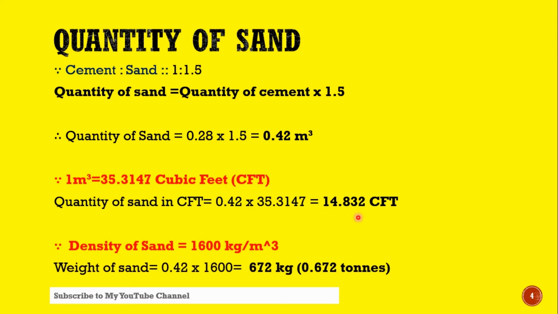In some areas, quantity of sand is measured in terms of tons. So to calculate the weight of sand, we must know the density of sand. Multiply volume of sand with density, then you will get the weight of sand. That is 0.42 multiplied by 1600, which is equals to 672 kg. And if you divide it by 1000, then you will get the weight in terms of tons. That is 0.672 tons.